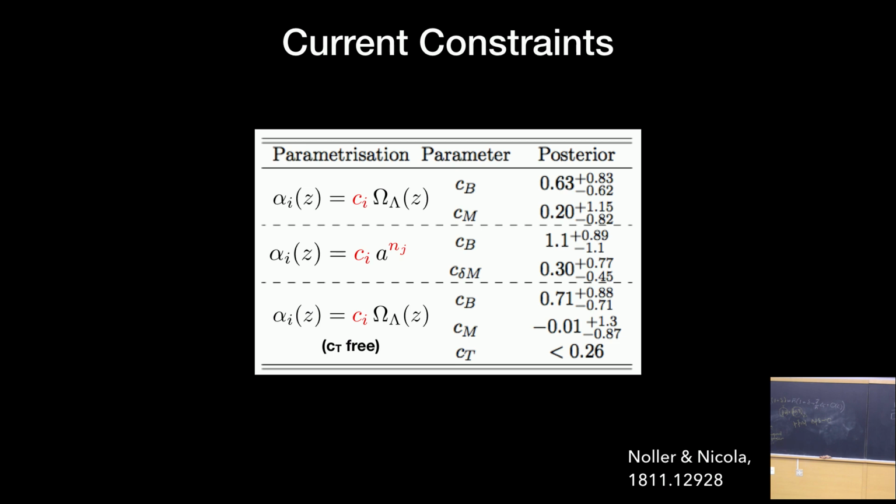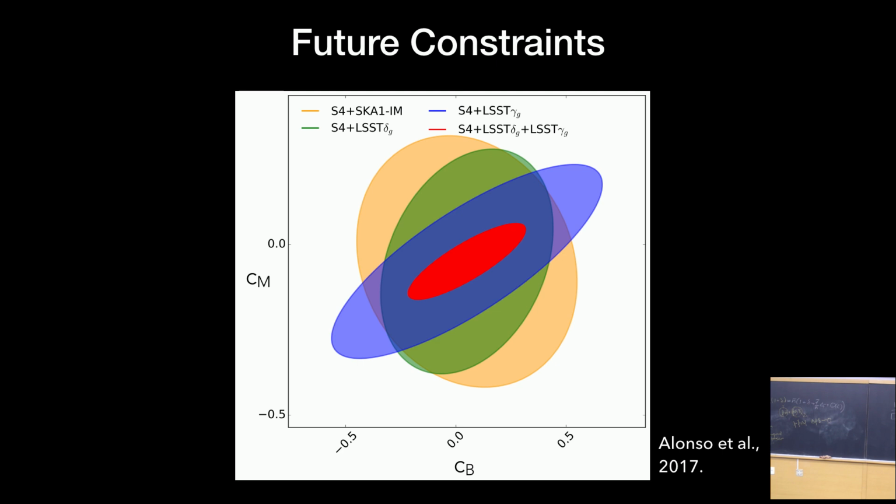So just to finish off, I have a plot I stole from David, which he made in 2017, showing a forecast for the constraints, again, on CM and CB, using, in the case of the red ellipse here, stage 4 CMB data and both lensing and clustering data from LSST. Now, on this plot, you can see bounds are improved, but perhaps not by a spectacular amount. I said previously, current constraints are of order unity, and here they're down by a factor of 2 or 3, but it's not orders of magnitude.